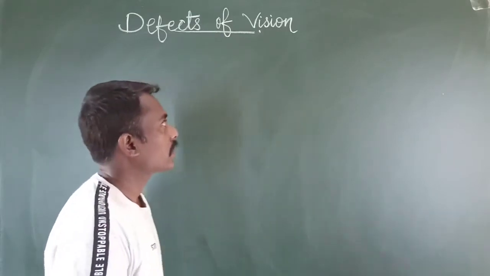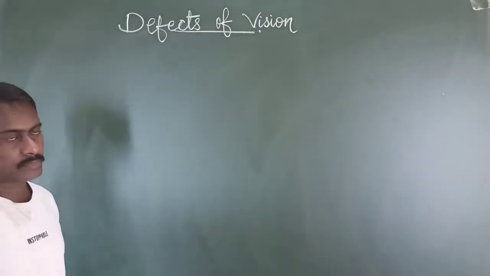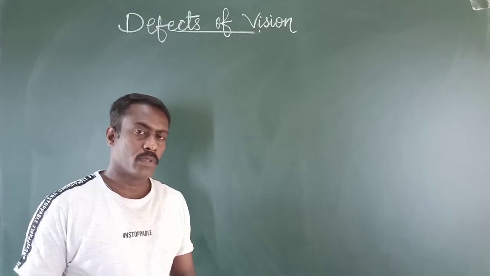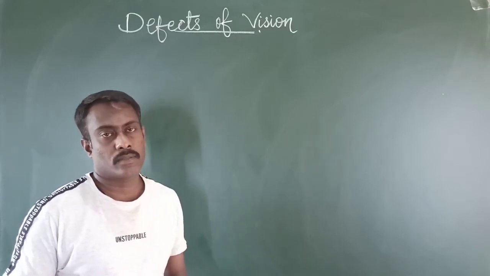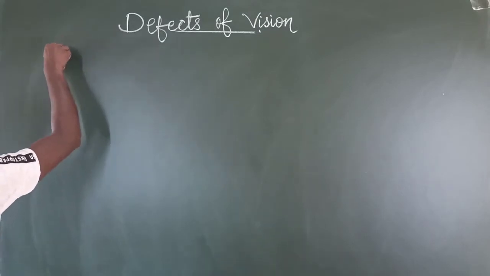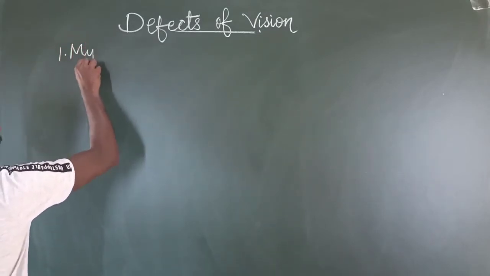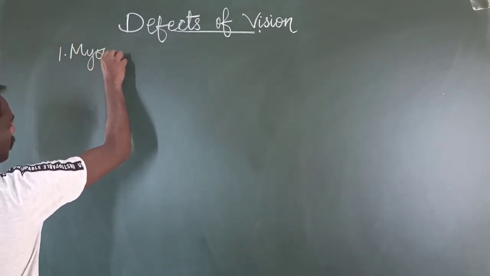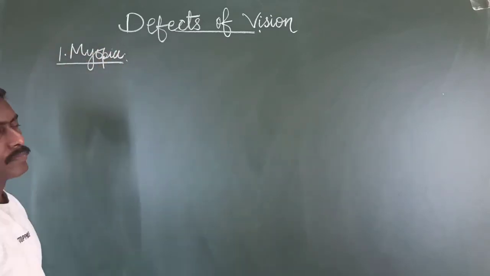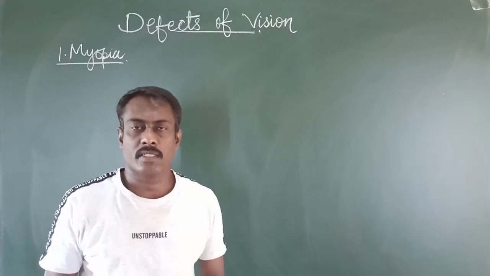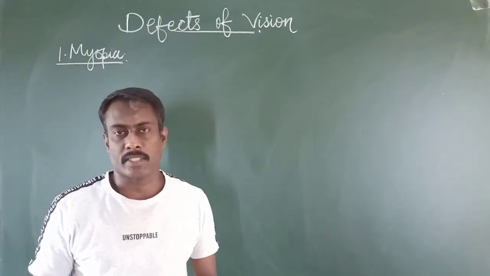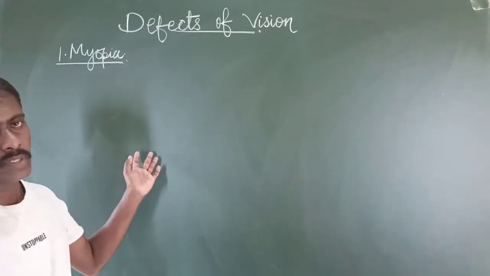And now let us see what the main defects of vision are. Mainly there are three types of defects of vision for a human eye, and the first is myopia. What do we mean by myopia, what is the reason for a myopic eye, and how can it be corrected? These points we are going to discuss in this session.